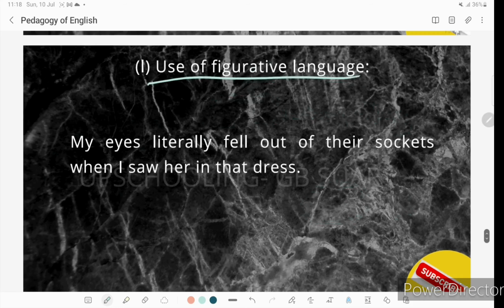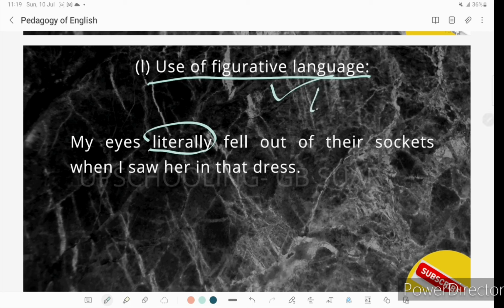Use of figurative language में भी हम mistake कर देते हैं. Figures of speech in a communication process should be used judiciously, very judiciously. Then only the communication will be effective and interesting. नहीं तो they lose their meaning and distract the attention of the reader and the listener. We are literally just overusing literally here.